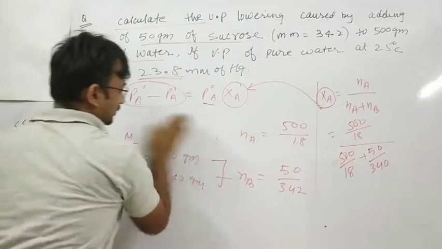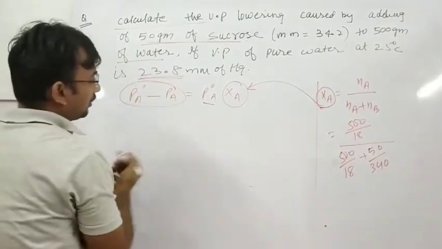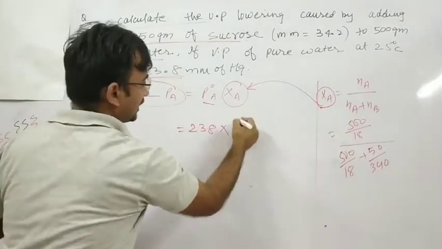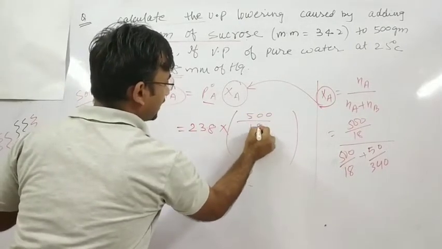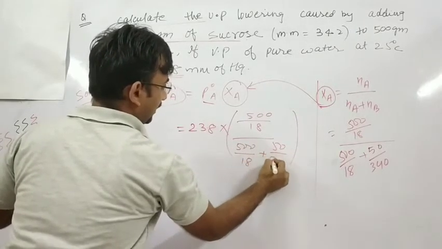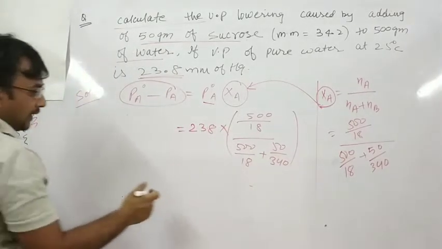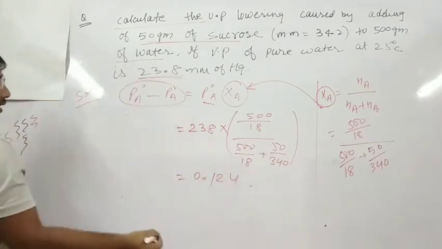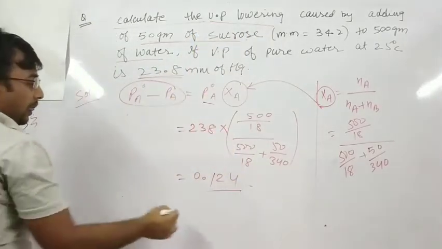Okay. So let us put the value. Lowering of vapor pressure can be written as 23.8 into this entire value we can write here, 500 by 18 divided by 500 by 18 plus 50 divided by 342. Now you can solve this. After solving, the final value you will get is 0.124. This is the lowering of vapor pressure, not relative lowering. Sorry. Clear?